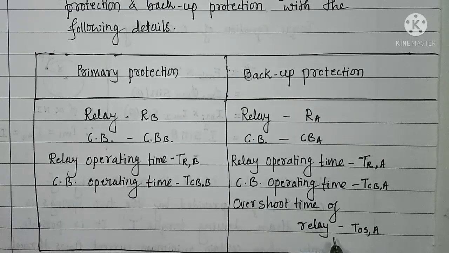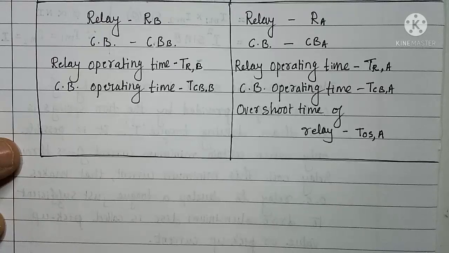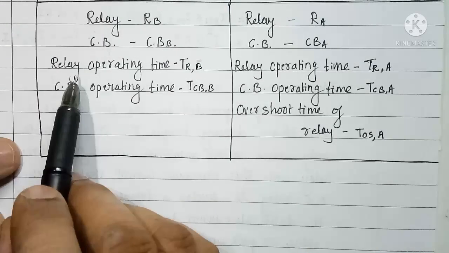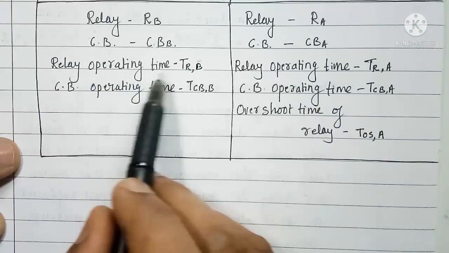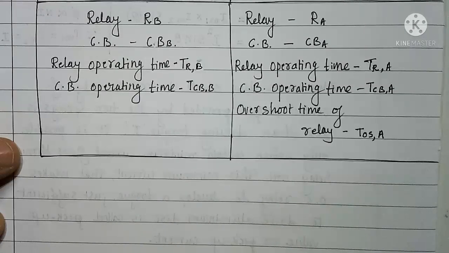Overshoot time of relay is taken as TOSA for backup protection. Here we shall first define what is relay operating time.